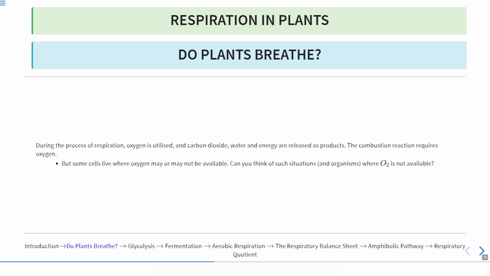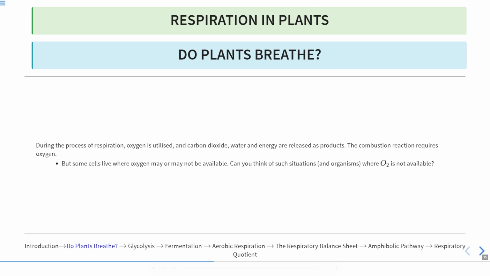So during the process of respiration, oxygen is utilized. From here till here, we have understood that oxygen is a very important requirement for the process of respiration. Oxygen is utilized, and carbon dioxide, water and energy are released as a byproduct. So that is released here as a byproduct. And the combustion reaction requires oxygen.